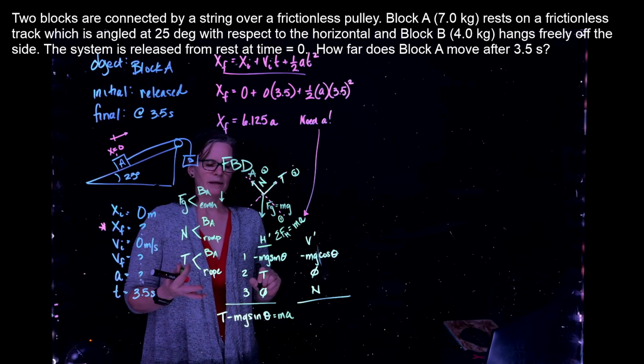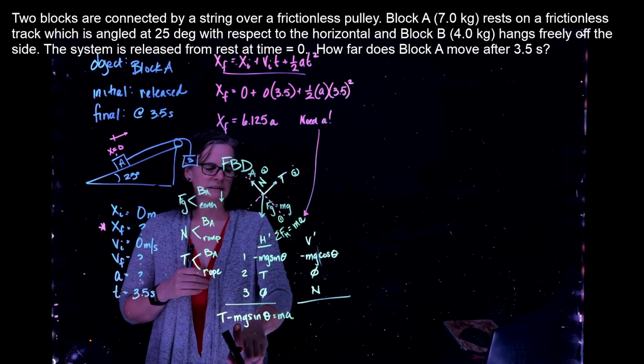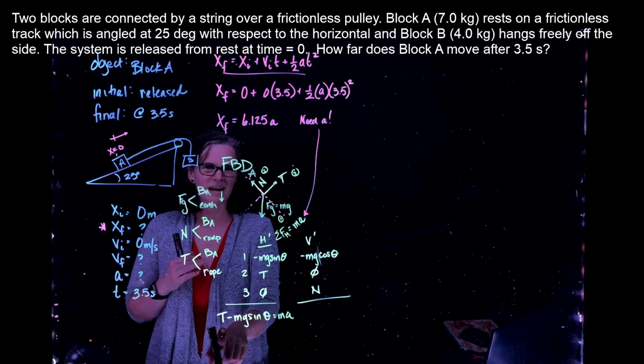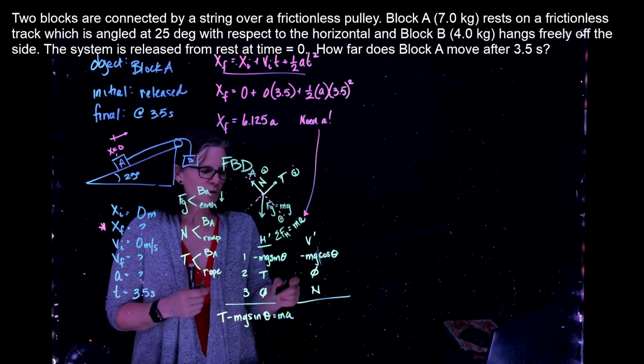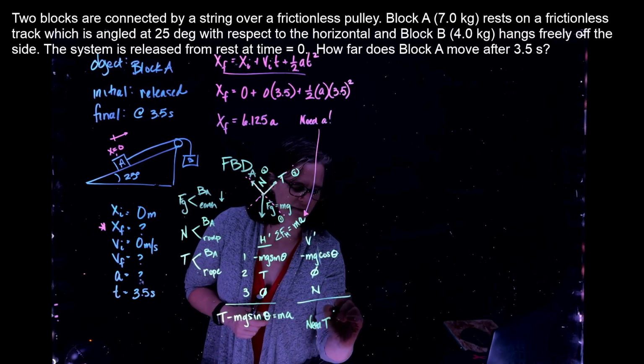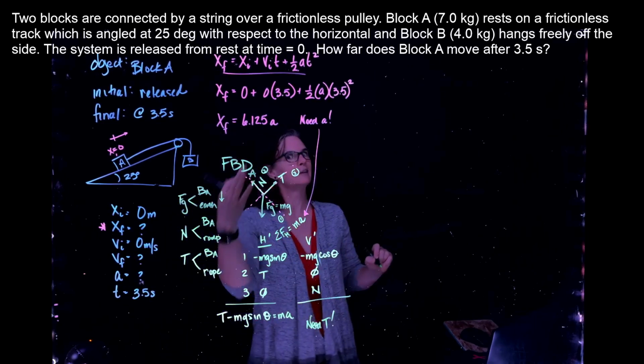And what does that tell me? Well, I have the mass. I don't have the acceleration. That's what I was going after. I don't have the tension. So in order for me to solve this problem, I need T. All right, so I needed A, now I need T.